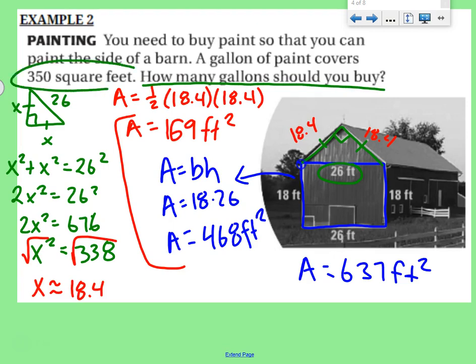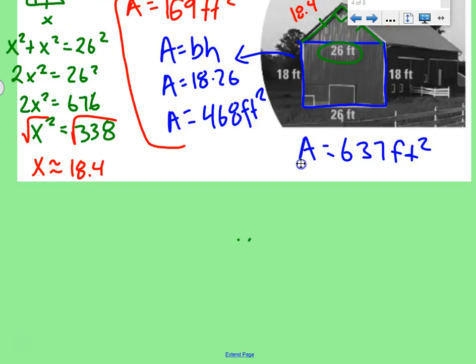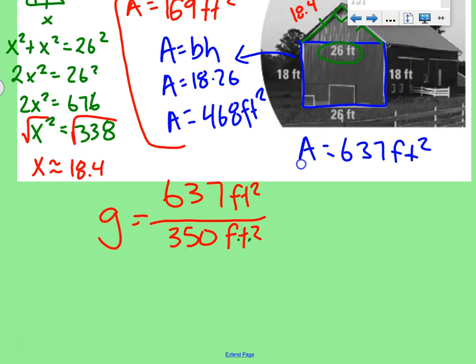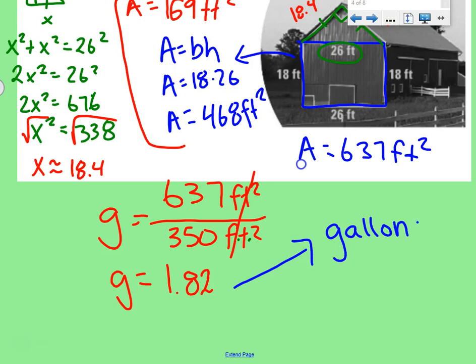buy? We know each gallon will cover 350 square feet, so we need to do some division to figure out our gallons. So we're going to take our area, 637 feet squared, divided by 350 feet squared, and that'll give us the number of gallons we should buy. Feet squared cancel off. We have gallons equals 637 divided by 350 is 1.82. However, they don't sell paint in 1.82 gallons, so we're going to have to round up so that we have enough paint. So we should buy 2 gallons of paint.